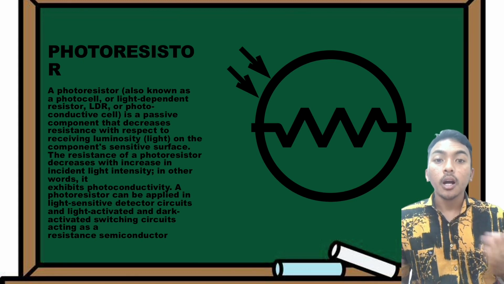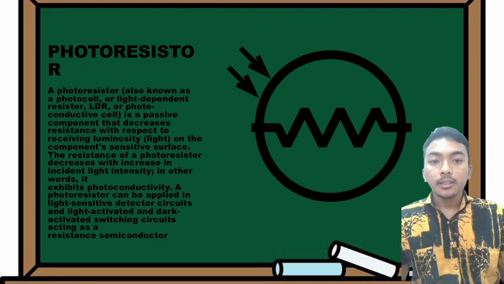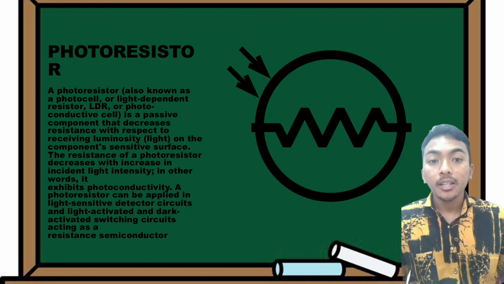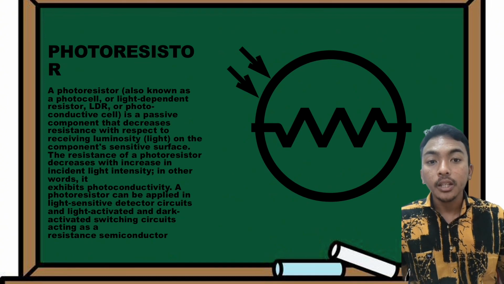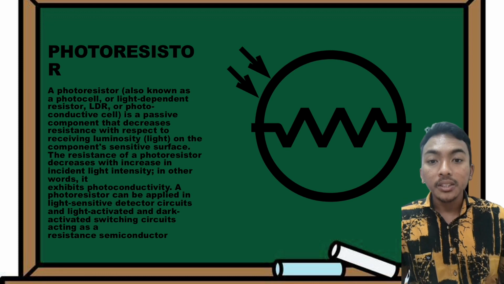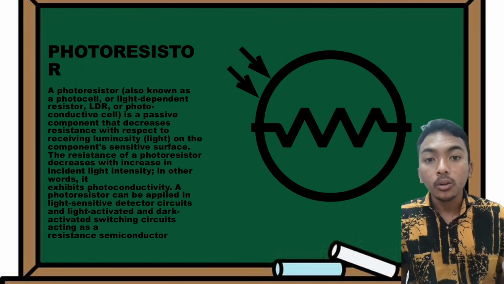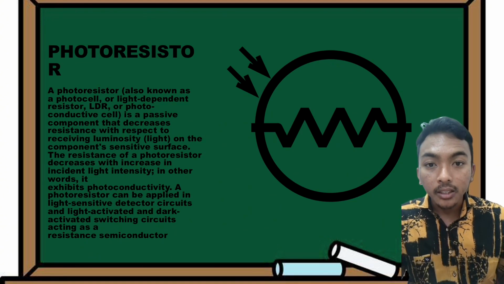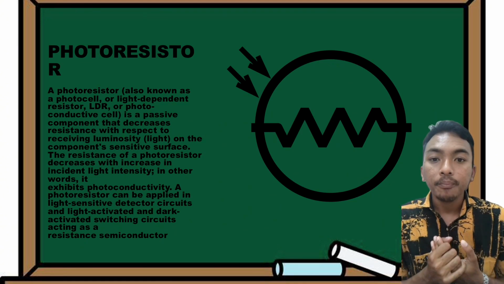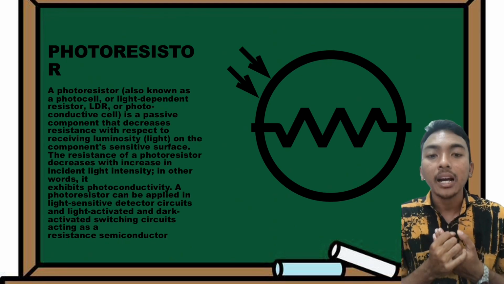A photoresistor, also known as a photocell or light-dependent resistor, is a passive component that decreases resistance with respect to receiving luminosity on the component's sensitive surface. The resistance of a photoresistor decreases with an increase in incident light intensity. In other words, it exhibits photoconductivity. A photoresistor can be applied in light-sensitive detector circuits and light-activated and dark-activated switching circuits, acting as a resistive semiconductor.